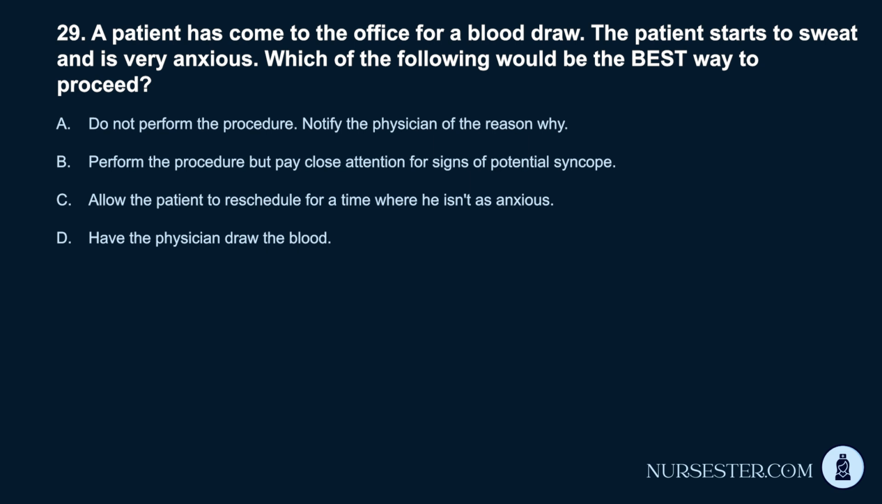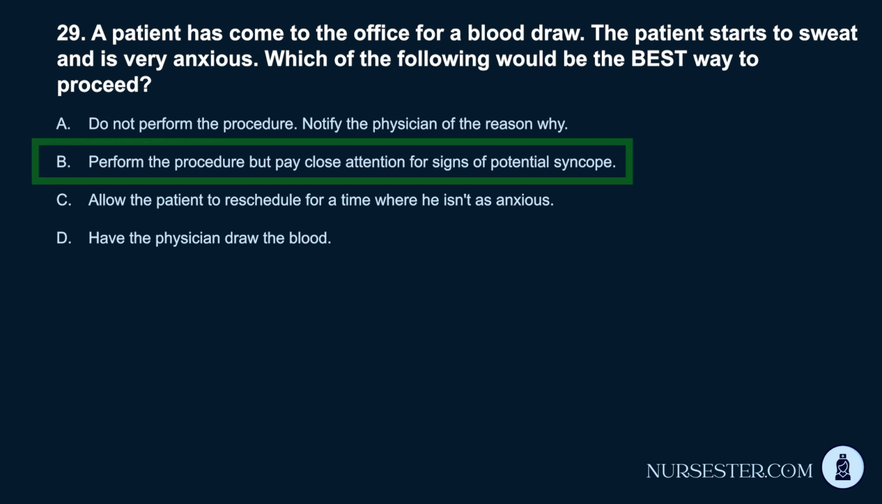29. A patient has come to the office for a blood draw. The patient starts to sweat and is very anxious. Which of the following would be the best way to proceed? A. Do not perform the procedure. Notify the physician of the reason why. B. Perform the procedure but pay close attention for signs of potential syncope. C. Allow the patient to reschedule for a time when he isn't as anxious. D. Have the physician draw the blood. Correct answer, B. Perform the procedure but pay close attention for signs of potential syncope.